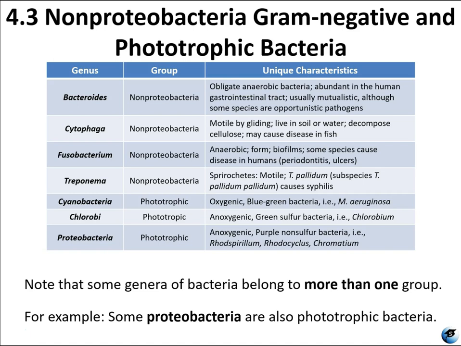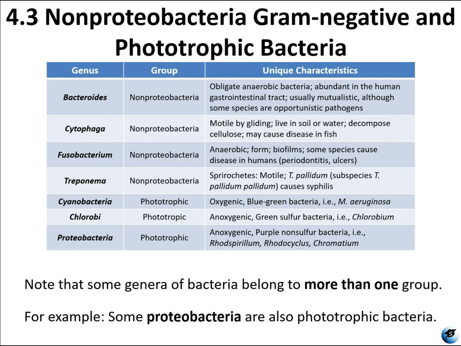Cytophaga is a non-proteobacteria that decomposes cellulose and is known to cause disease in several fish species. Fusobacterium is non-proteobacteria that is anaerobic and forms biofilms. It can cause certain diseases in humans, including periodontitis, which is gum disease, plaques, and it can also cause ulcers in humans. Treponema is a non-proteobacteria that causes syphilis.